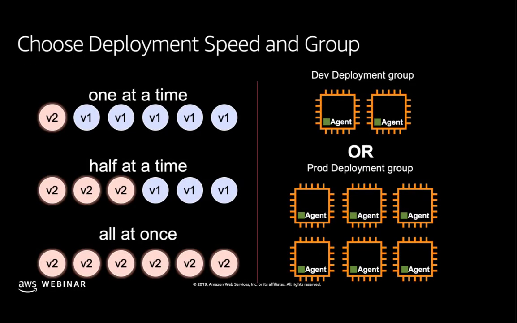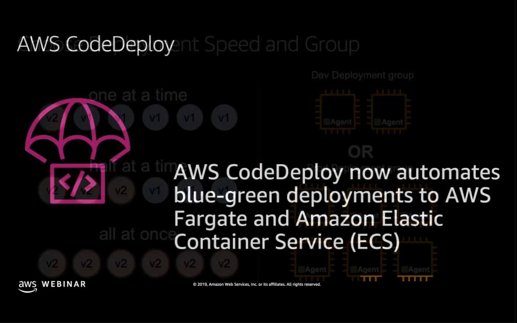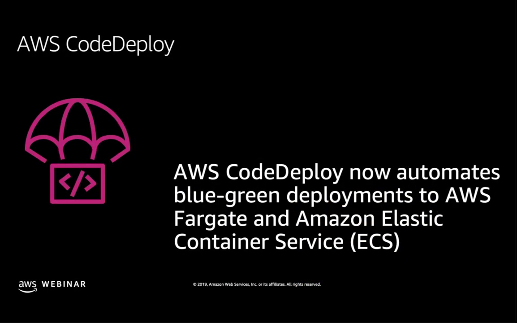Another thing that CodeDeploy supports is the ability to choose the deployment speed and group. You can deploy to one instance at a time, half at a time, all at a time, or a custom deployment speed. You can also deploy based on tags or based on auto-scaling groups. When it comes to deploying from CodeDeploy to ECS, CodeDeploy now supports blue-green deployments to Fargate and to ECS. So let's take a look at how that works.